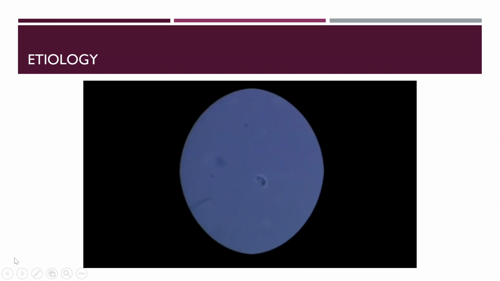So, Ichthyobodo looks like a candle flame. And whenever it moves around in water, its motion looks like undulating. This is caused by their corkscrew movement. So this helps in diagnosis.